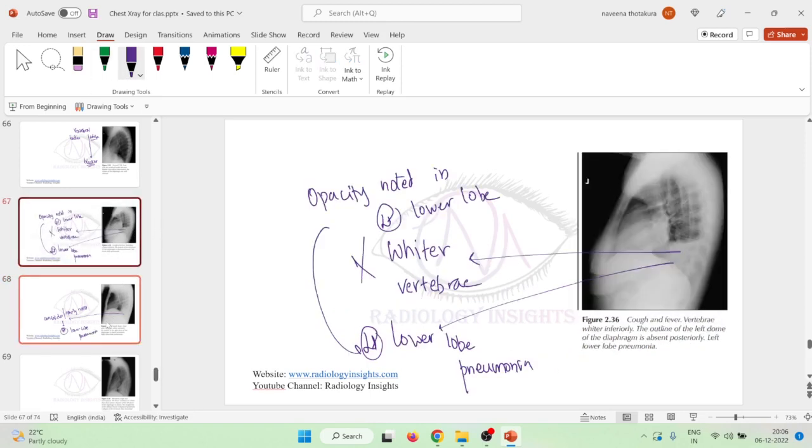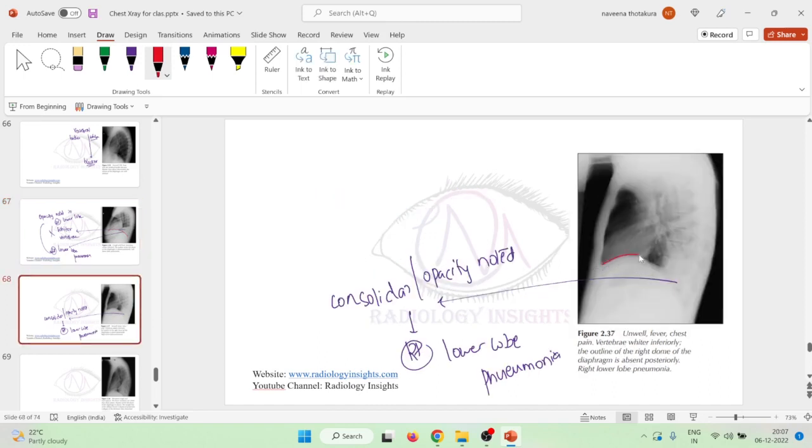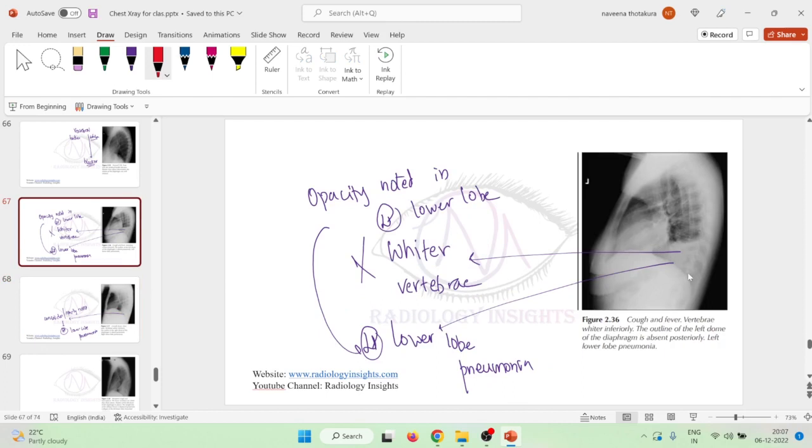Because both are there, how are you going to differentiate right and left? This is by the dome of diaphragm. See, this is the left dome of diaphragm, so as a result this is a left lobe opacity. Whereas this is the right dome of diaphragm and this is the left dome, right and left. Here, because the opacity is on the right dome of diaphragm, the left dome of diaphragm is visible clearly. Whereas here, only one dome of diaphragm is visible, but not the other, because the opacity is in the left lower lobe.